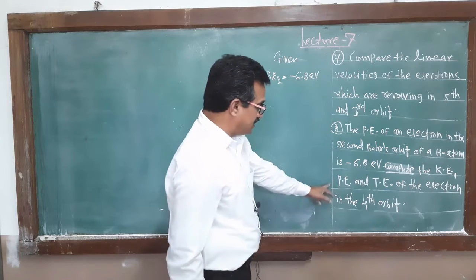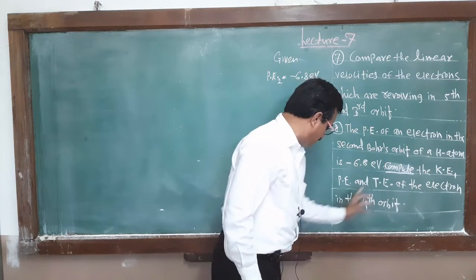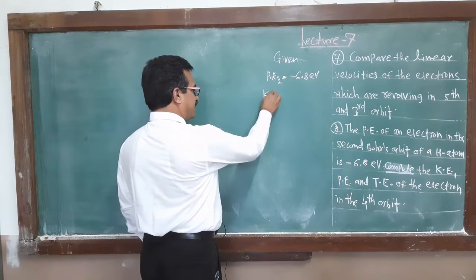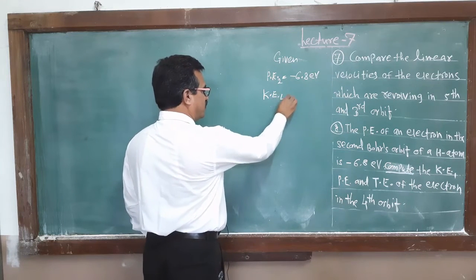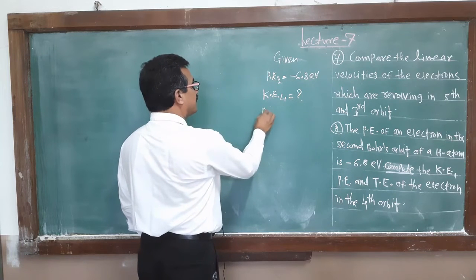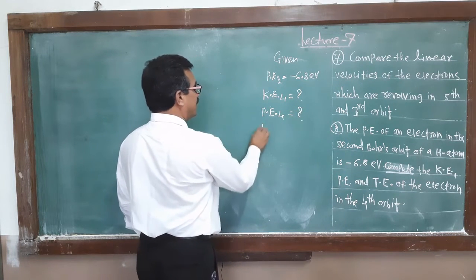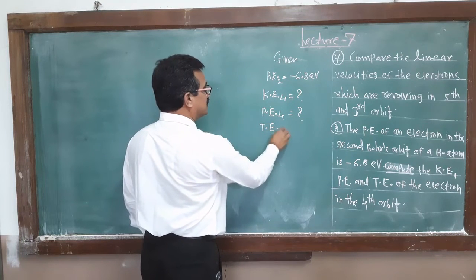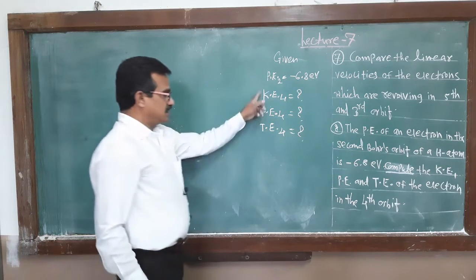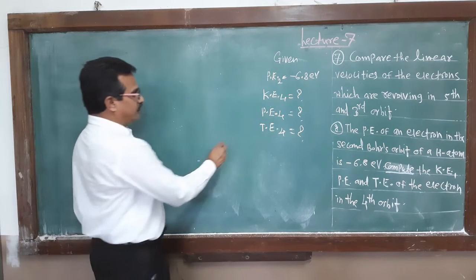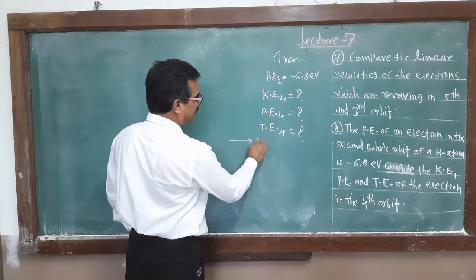Compute the kinetic energy, potential energy and total energy of the electron in the fourth orbit. That means the kinetic energy in the fourth orbit, the potential energy in the fourth orbit and the total energy in the fourth orbit. These are actually the things we want to find out.